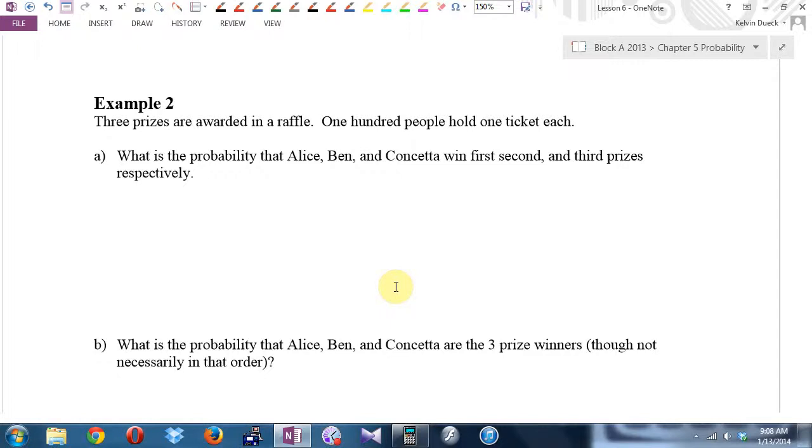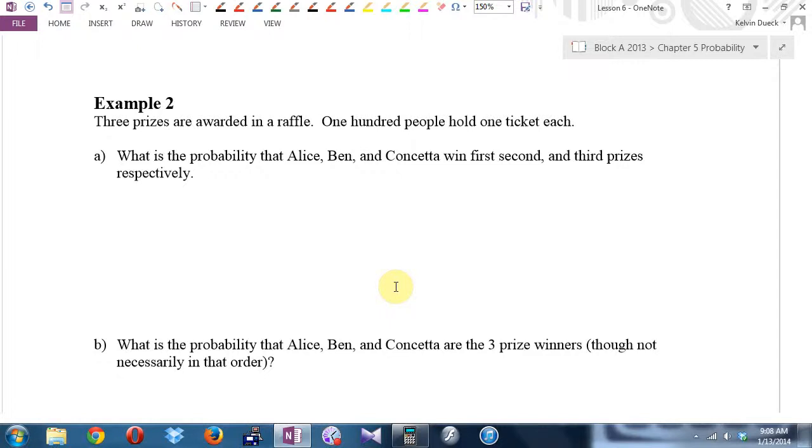Three prizes are awarded in a raffle. 100 people each hold 1 ticket. Okay? Part A says, what's the probability that Alice, Ben, and Conchetta — I just wanted to go A, B, C, so I was picking names that began with A, B, and C. Conchetta, I don't know where it came from. Anyways, win first, second, and third prizes.